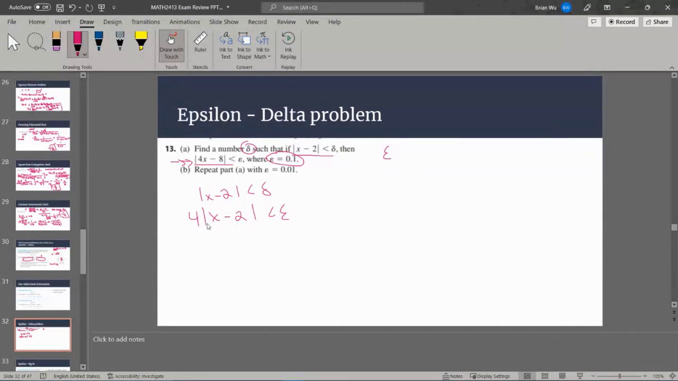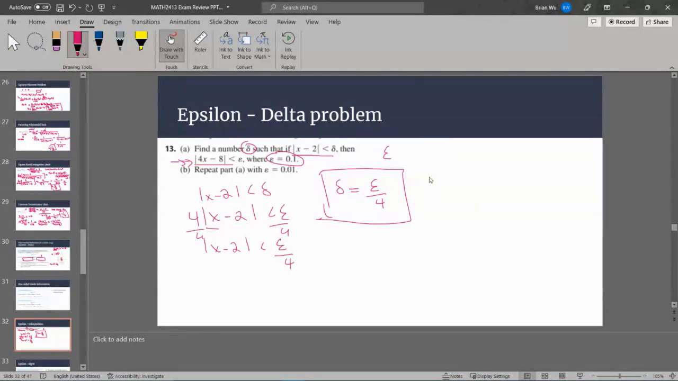We want to isolate this absolute value of x minus 2, because that's defined as delta. We just divide by 4 on both sides. We get epsilon divided by 4. So we see that this epsilon essentially corresponds to this absolute value of x minus 2. And so we can say if we want to choose a delta, it would be equal to epsilon over 4. Right? So now we have a relationship.